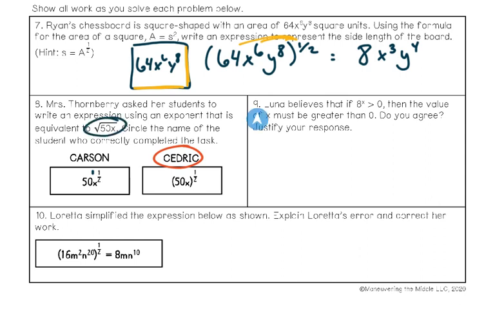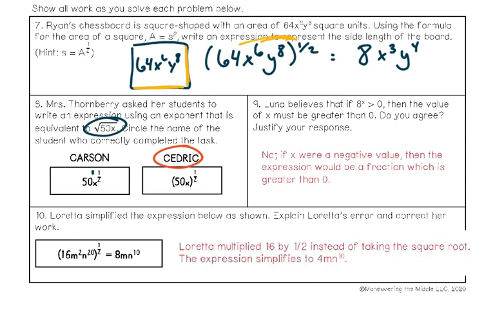Last thing, go ahead and try 9 or 10 or both by yourself, and then press play when you're ready to check. For number 9, when you have an exponent that is negative, it doesn't make the base negative. It actually just makes it a fraction. And fractions are greater than 0. They're not negative numbers, but they are less than 1.